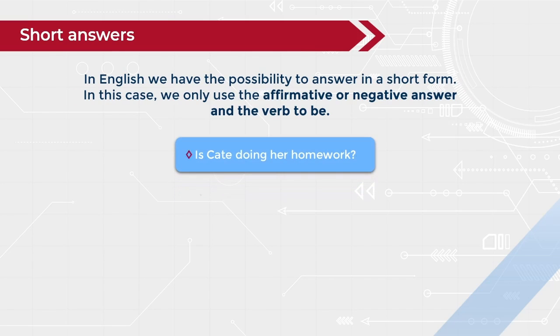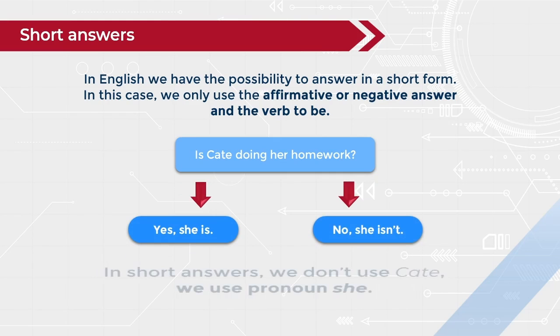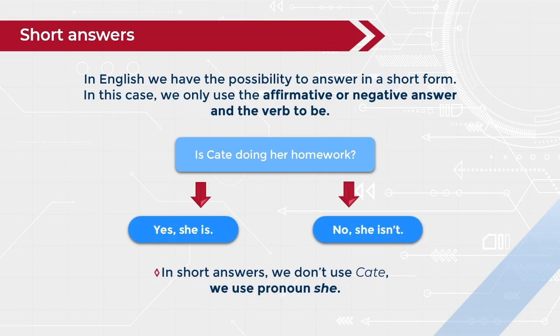For example, is Kate doing her homework? Yes, she is. Or no, she isn't. Note, in short answers, we don't use Kate. We use the pronoun she.